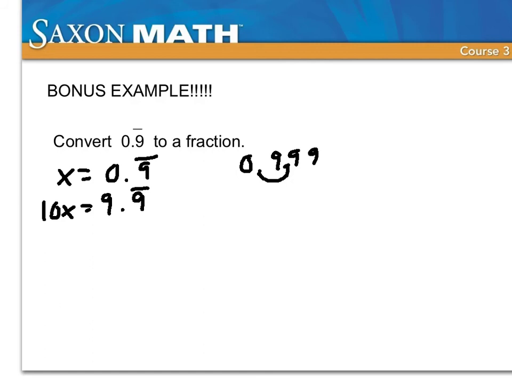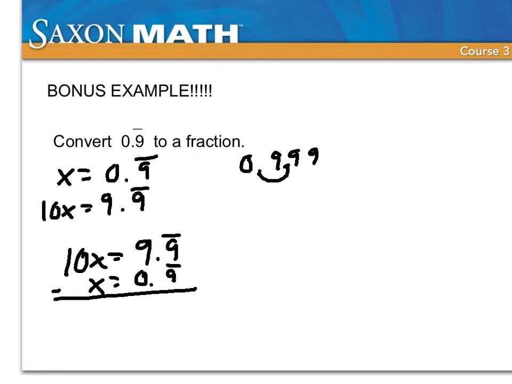So now again, I'm going to take the top equation, 10x equals 9.9 repeating. The reason why I'm putting the bar above this one already is because I have one decimal place here and one decimal place here already. So I don't have to change much. And then I'm going to subtract this first equation, 0.9 repeating, and 10x minus x is 9x. Then these 9 repeatings cancel out, and 9 minus 0 is 9. Well, now if I go ahead and solve this, I get x equals 1.